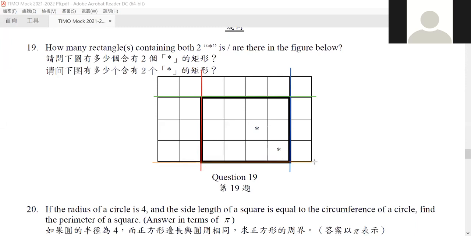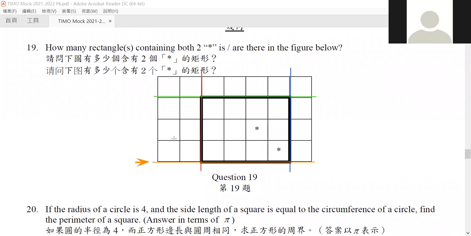So what's the criteria of these four sides? Let us look into our bottom. I've said that the bottom can only be in this position. Why? Because they must be low enough to contain both stars, right?